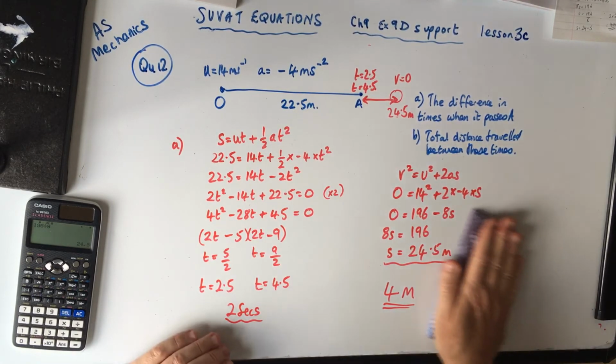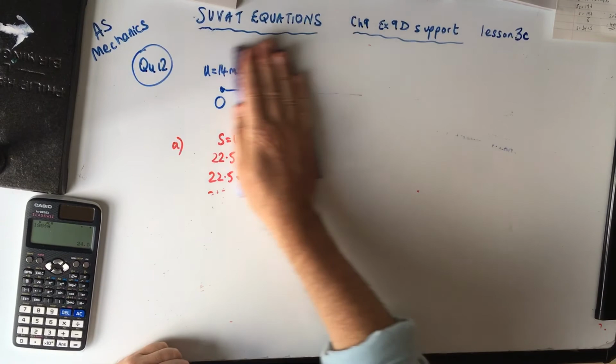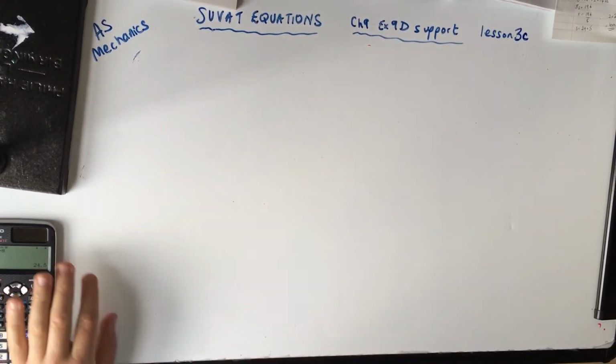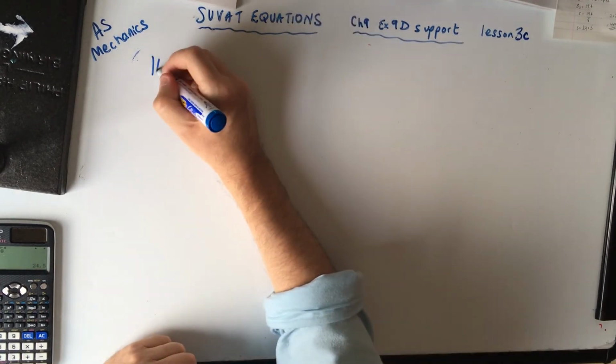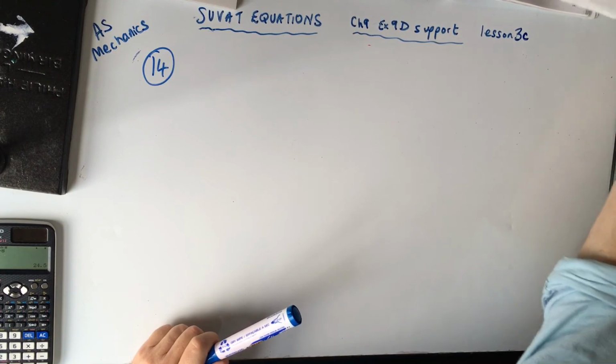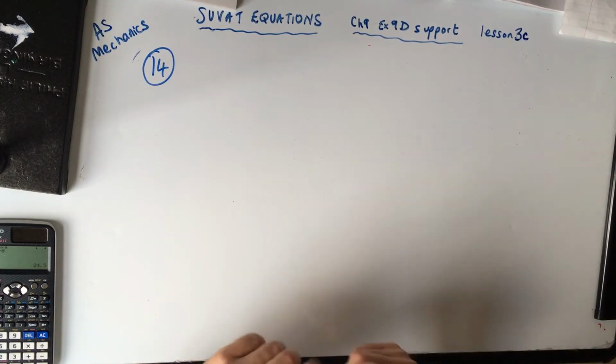Alright, and then the last one I'm going to go through with you is a cracker, number 14. Okay, I hate these ones. And you think I'm bad at stalling at those, but number 14 is good fun.